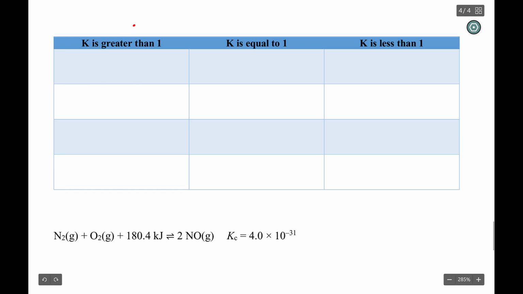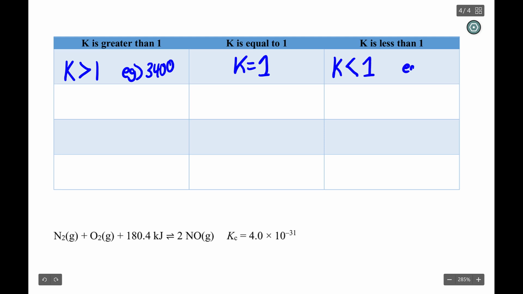Your K is either going to be greater than 1, your K is going to be dead equal to 1, very rare, or your K is going to be less than 1. So for instance, if my K is greater than 1, I might have something like a value of 3,400. If my K is equal to 1, it really means it's equal to 1. Or I could have my K being less than 1, for example, 5 times 10 to the negative 2. Okay, so that's one way of expressing it.